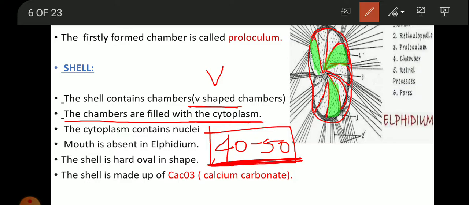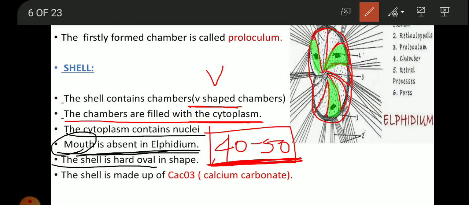The cytoplasm consists of small nuclei. See, it contains nuclei. The cytoplasm contains nuclei. In the Elphidium, the interesting thing is it does not have a mouth.